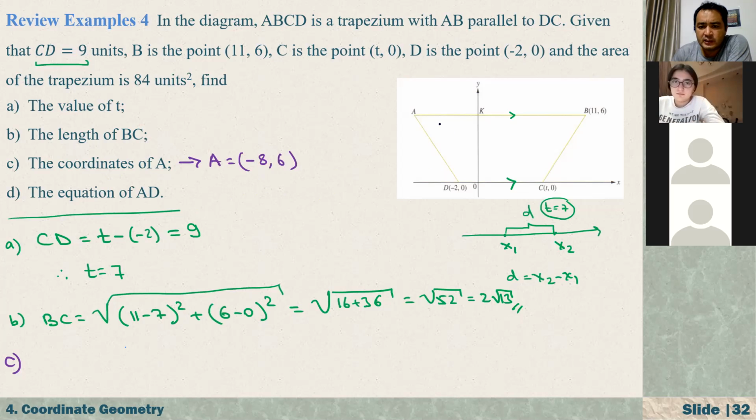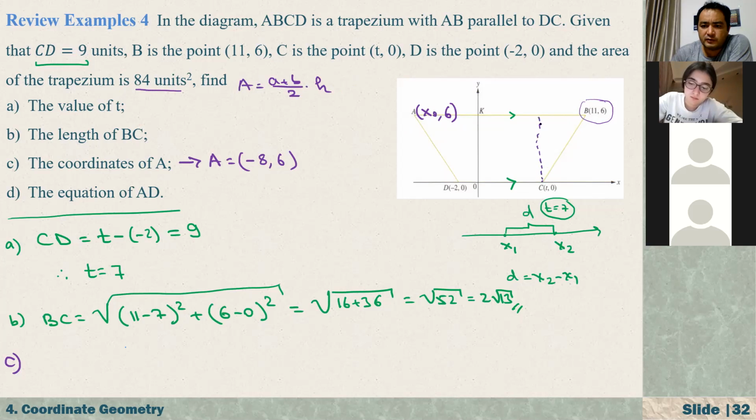The 6 for sure is correct because it is a horizontal line, which means parallel to the x-axis. So the y coordinate everywhere is 6 because of this point. And here we need to find the x coordinate. Assume that the coordinates of A are x sub 0 and 6, because we know its y coordinate. Also, in the question, the area of the trapezium is given as 84. What is the area formula? The area formula is the sum of the parallel sides over 2 times the height. What is the height of this trapezium? The height is this one, and that's equal to 6. So this h is equal to 6.